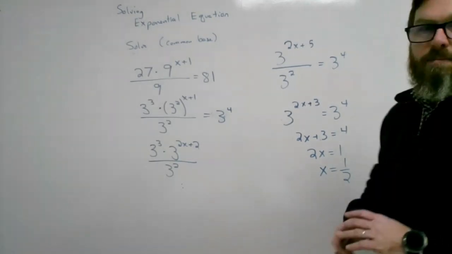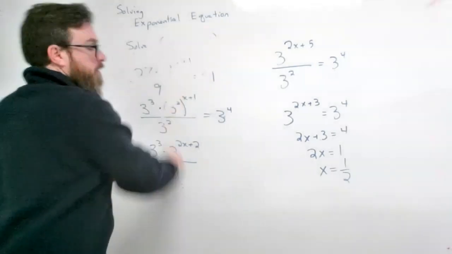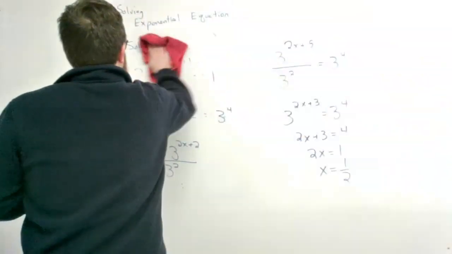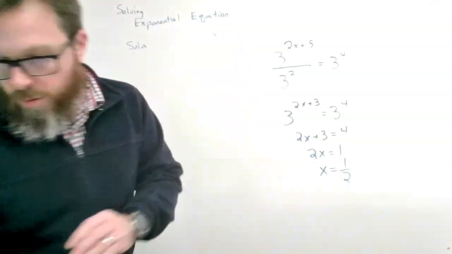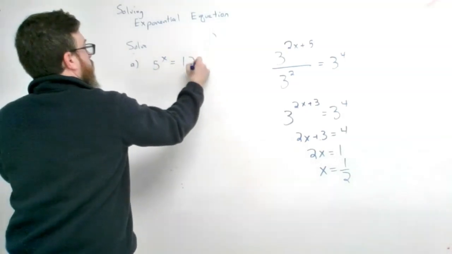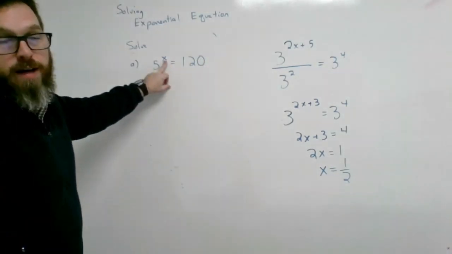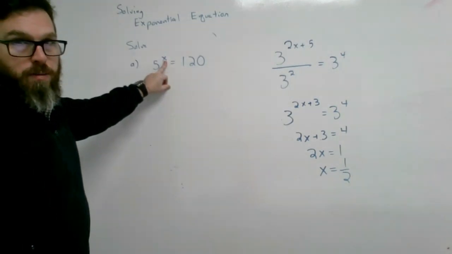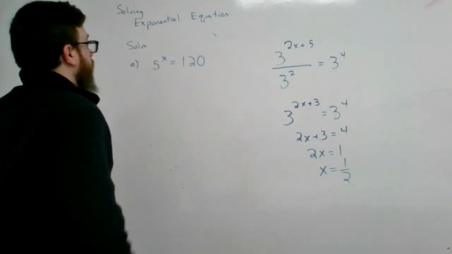Now, what happens if they don't have common bases? What if I'm asked to solve 5 to the x is equal to 120? Now, we've done something very similar. We did 5 to the x is equal to 125, and I know that 5 cubed is equal to 125. So I know this number is going to be probably pretty close to 3, but not quite there. So I'm thinking something like in the high 2 area.